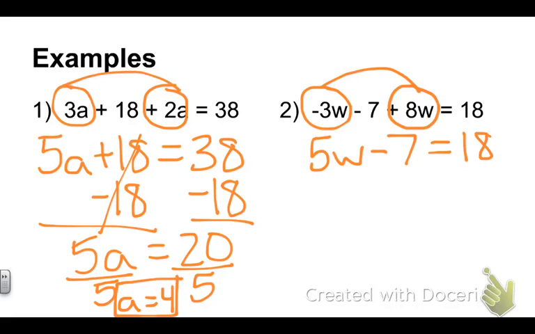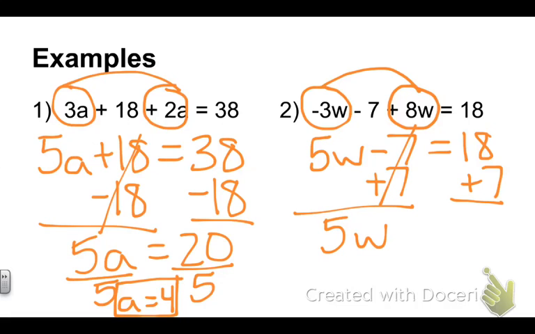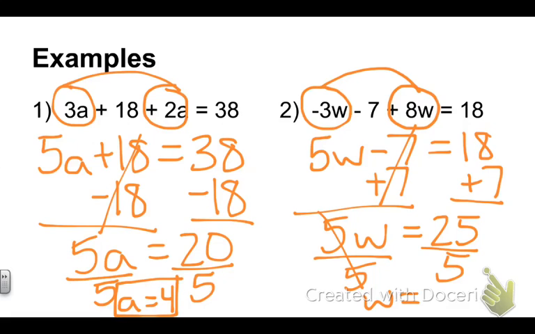So now get rid of whatever's being added or subtracted. The 7's being subtracted, so do the inverse, do the opposite. Add 7 to both sides. These cancel out. Leave you with 5w is 25. 5's being multiplied by w, so do the inverse. Divide by 5 on both sides of the equal sign. 5 divided by 5 gives you 1w, and 25 divided by 5 gives you 5.